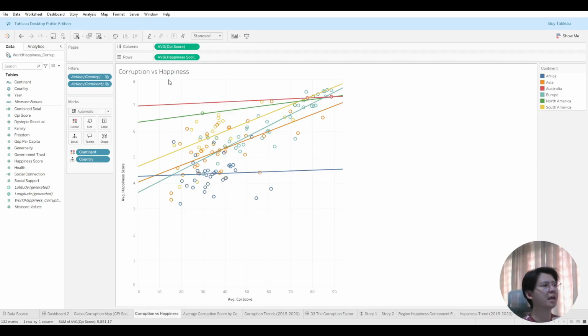For corruption versus happiness, I changed the average to the CPI score and happiness score. So we can see the lower the corruption, the higher the happiness. And this is the country and the sentiment, you can see here.